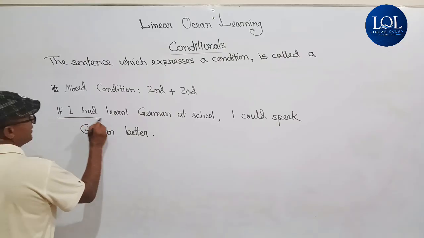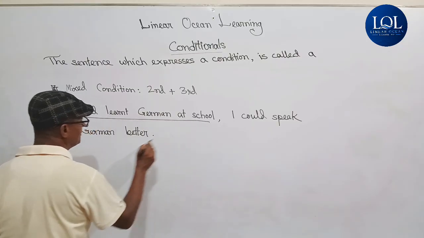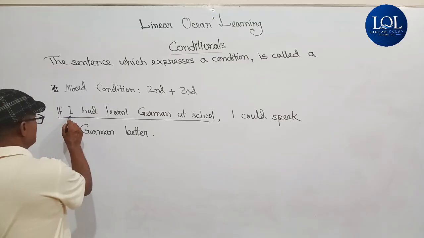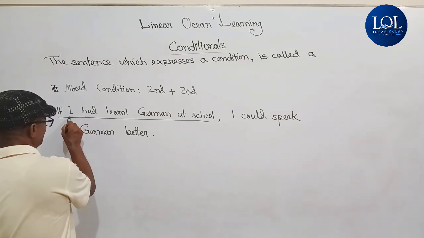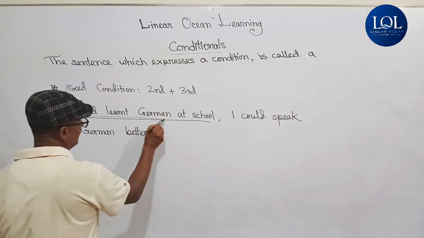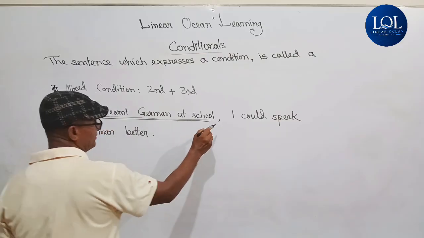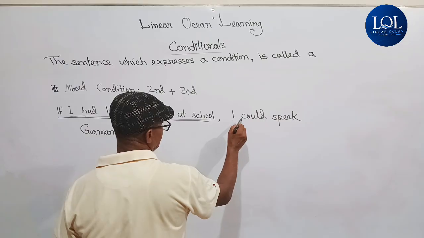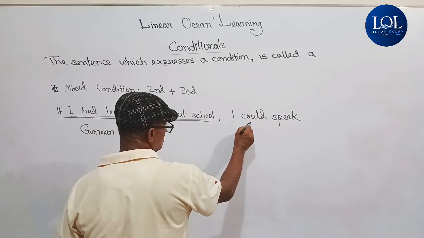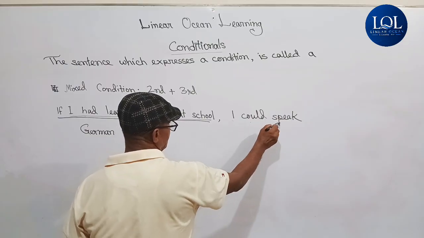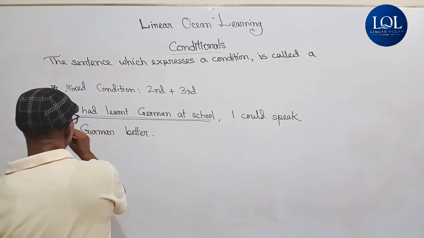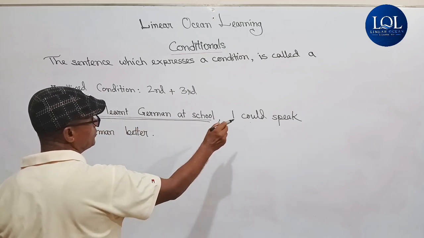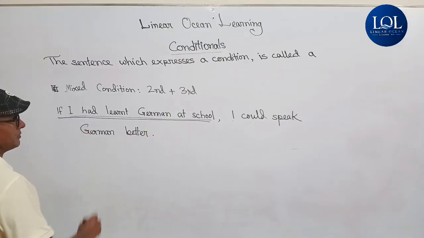If I had learned German at school, this one is in third condition, that is, it's a past perfect tense, and this one is in the second condition, subject plus could, would, might, plus verb base. If I had learned German at school, I could speak German better.